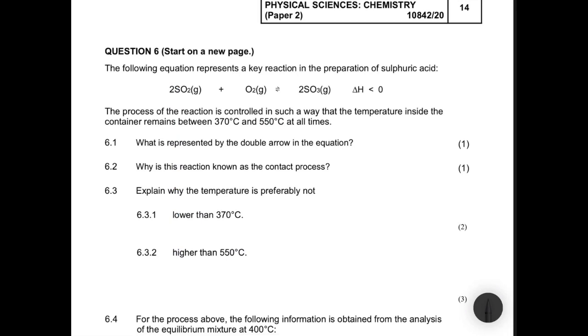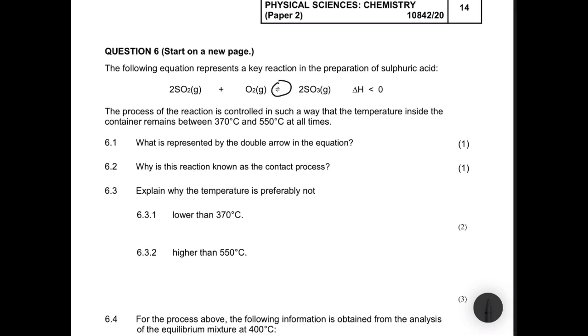The following equation represents a key reaction in the preparation of sulfuric acid. The process of the reaction is controlled in such a way that the temperature inside the container remains between 370 degrees Celsius and 550 degrees Celsius at all times. 6.1 says, what is represented by the double arrow in the equation?